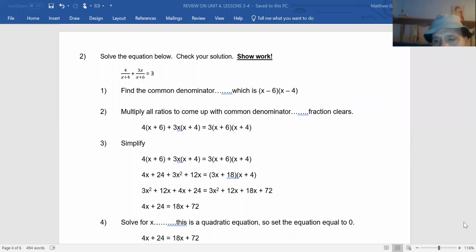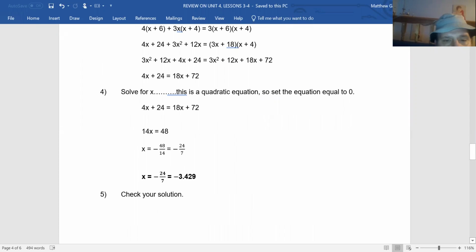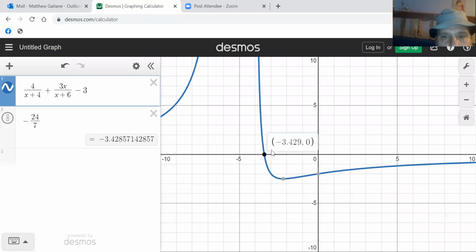Okay, question 2, answer should be negative 24 over 7. So I add step 5 as check your solution. I didn't have that in the last one. Which is negative 24 over 7, which is negative 3.429. All right, so just looking at the graph, the x-intercept is negative 3.429. And let's go over the applications of each step.